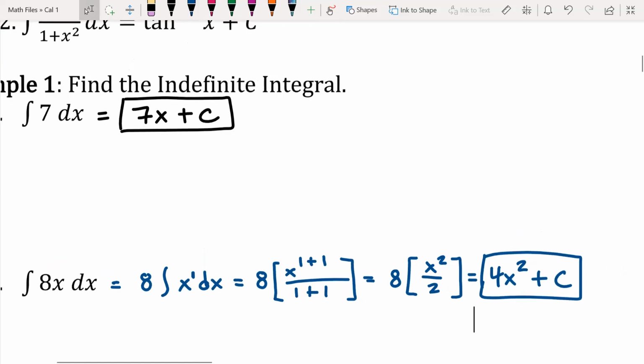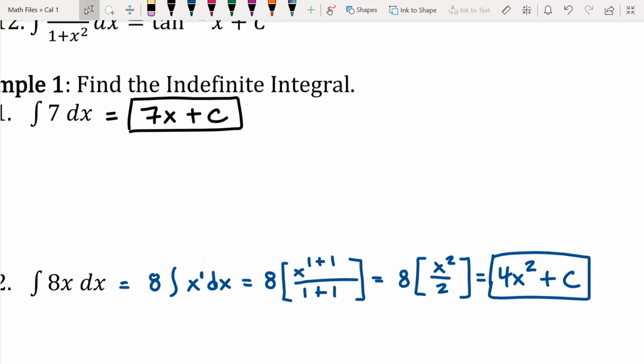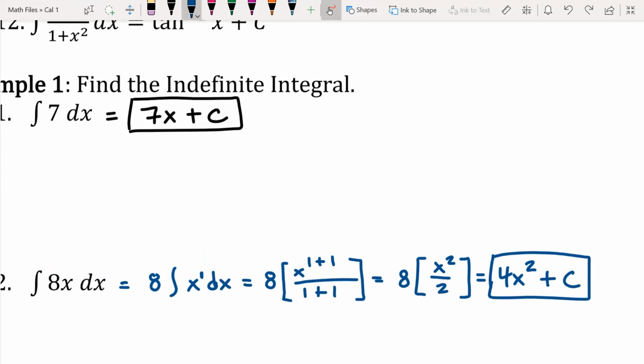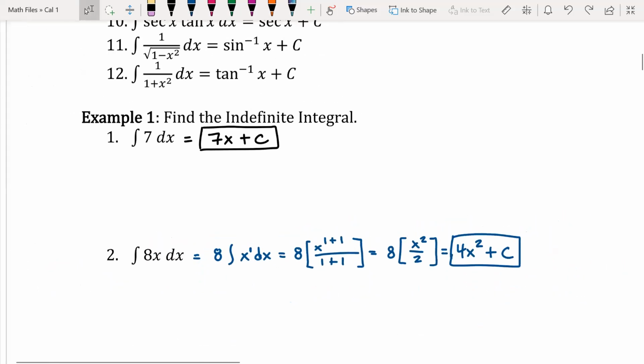And again, check your work. What is the derivative of 4x squared? 8x. Does that check out? Yes. For sure.